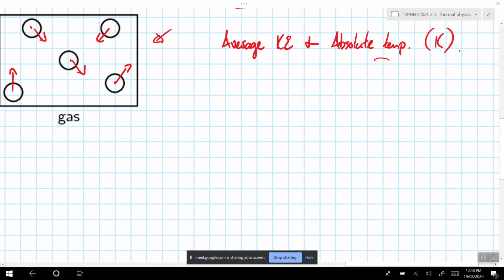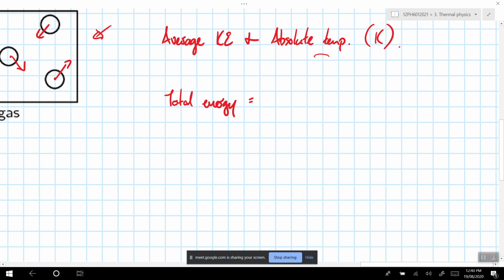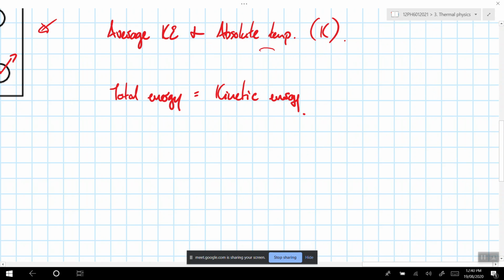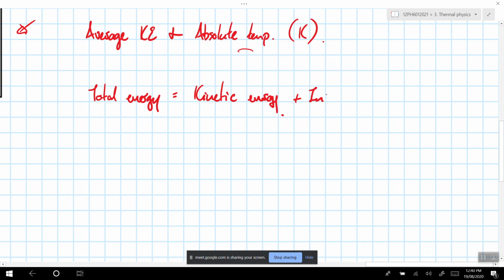So if we've got a gas or any of these things, we've got our total energy. It's going to be equal to the sum of the kinetic energy and the internal energy.